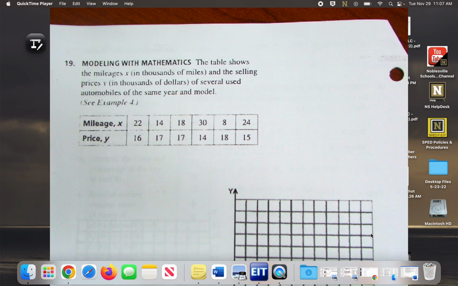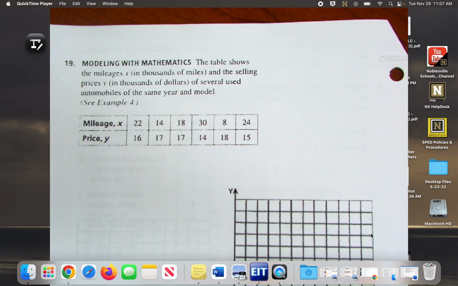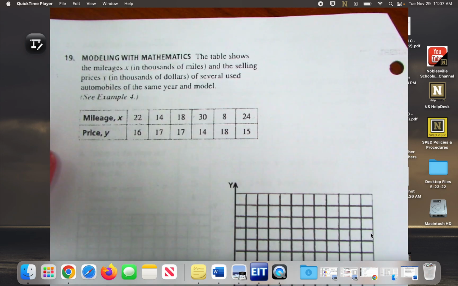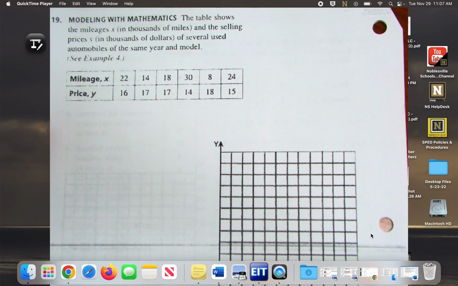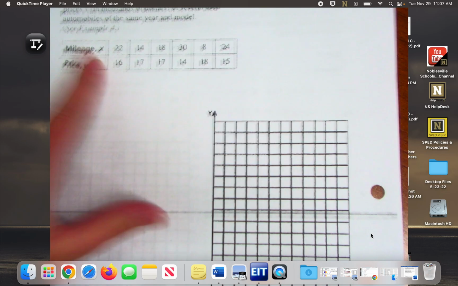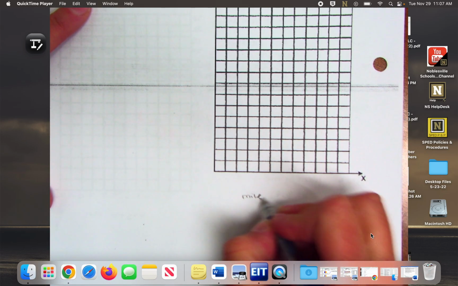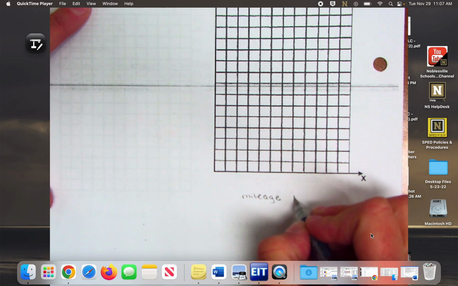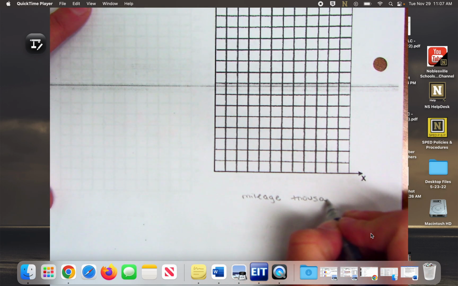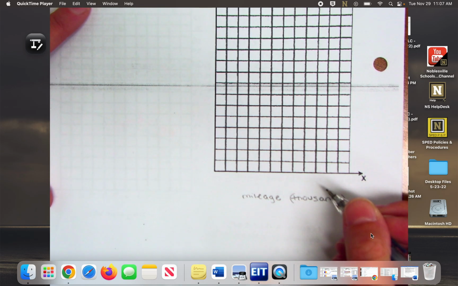So we're gonna do the exact same steps we did last time, but we're not gonna write out the steps again, we're just going to do them. So if you remember, step 1 was to label the axis. So mileage is my x-axis. So I'm going to come down here and write mileage. And I need to make sure to put in thousands, so everybody knows that these actually count for thousands of miles.